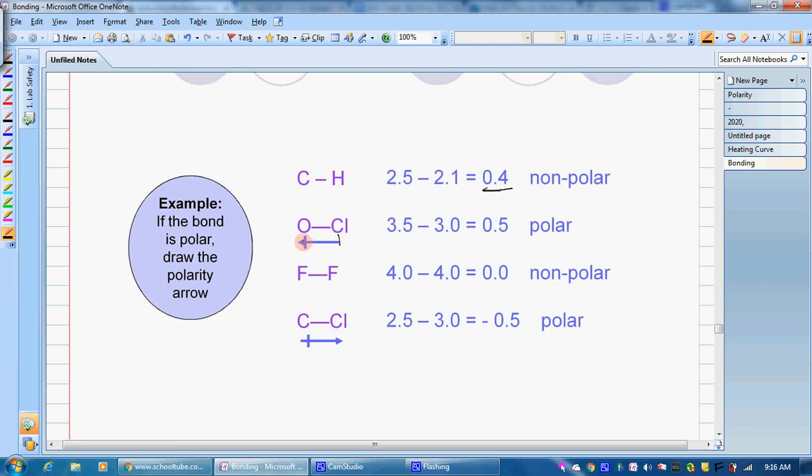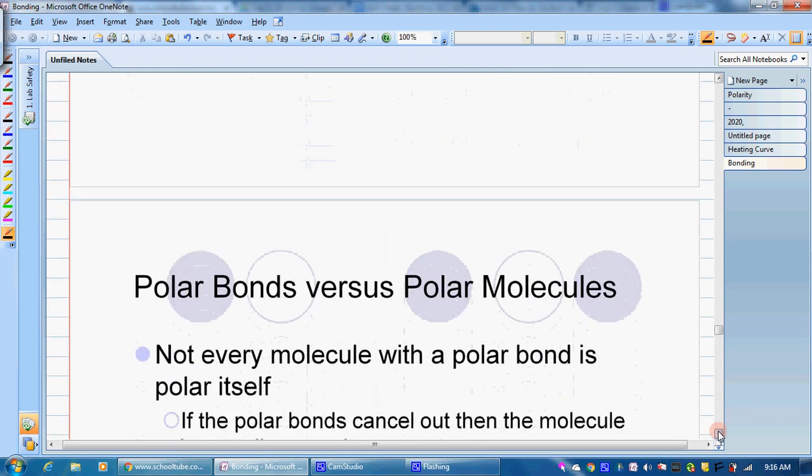The positive end is here. It's showing it. It should be arrow this direction. Then, oh no, I'm sorry, I did that backwards. It's correct. They just put the line in the wrong spot. So the line should be down here. Okay. Fluorine, they're both the same electronegativity, so this is going to be nonpolar because there's zero difference. And then here, the difference is 2.5 and 3.0, so the difference is 0.5, so this is going to be polar also. So mathematically, that's how you figure out the polarity of an atom.